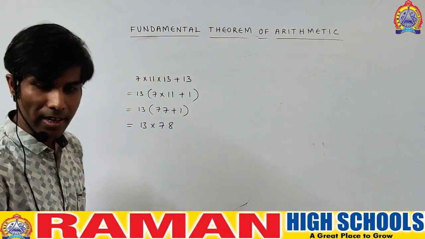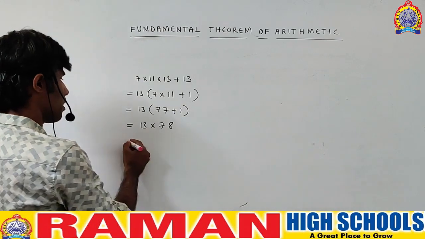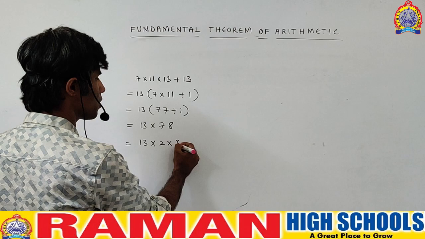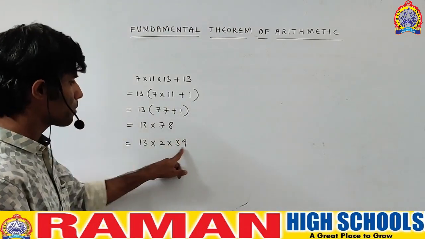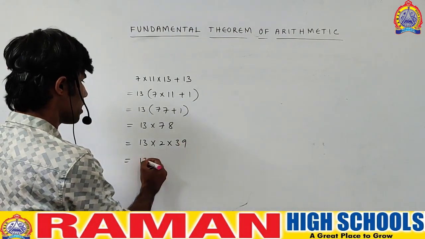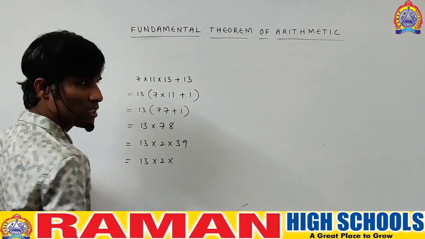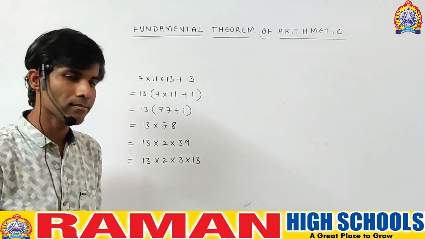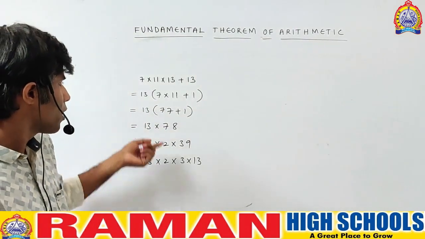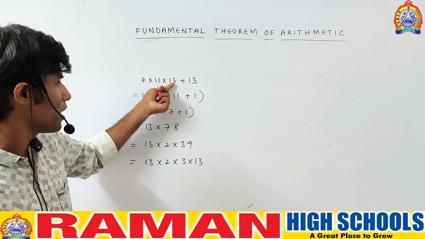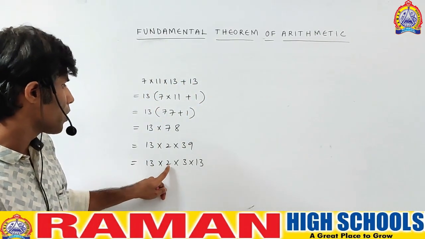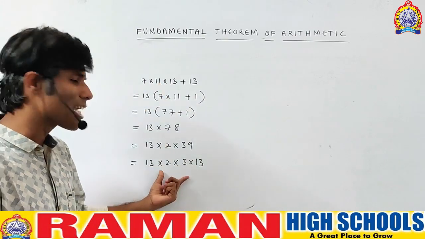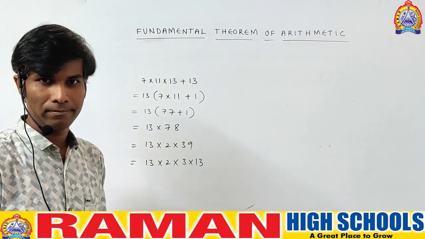Now take the prime factorization of 78. That is 13 into 2 times 39, and 13 into 2 into, here 13 3s are 39, so 3 into 13 you can write. So the prime factorization of 7 into 11 into 13 plus 13 is 13 into 2 into 3 into 13. So the given number is written as a product of primes.